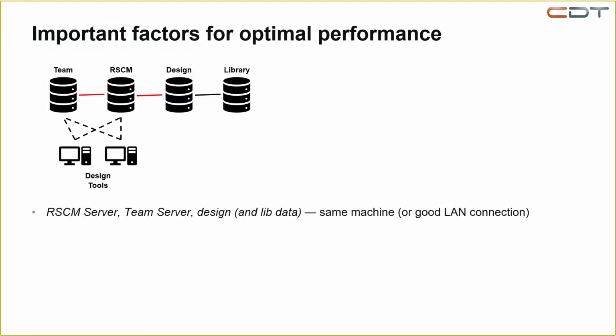Some important factors for optimal performance. First of all, the first option is to have the RSCM server, team server, and all project data on the same machine or in the same local network with a strong, good connection.